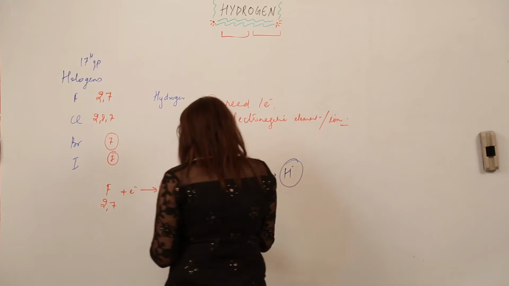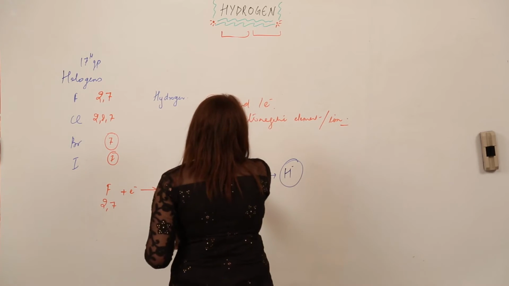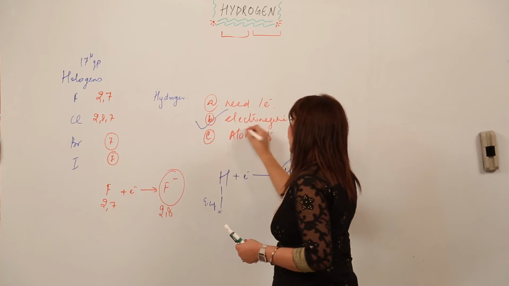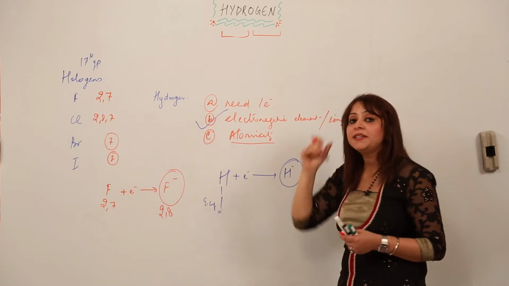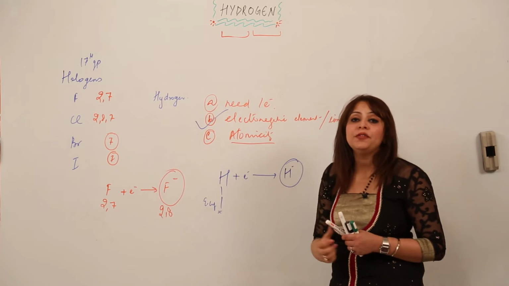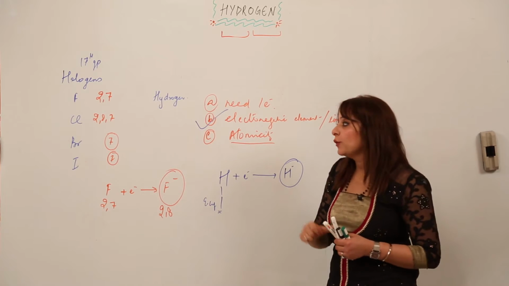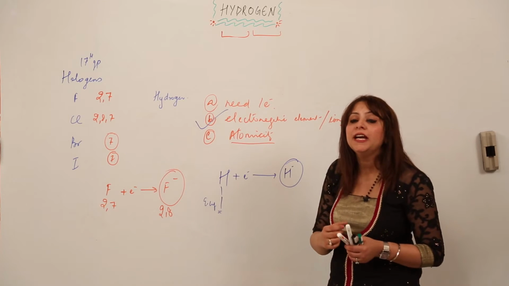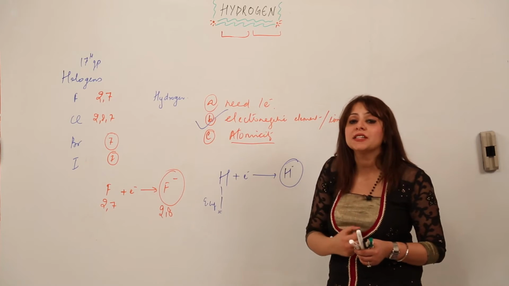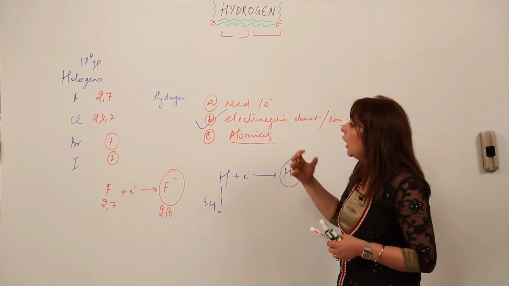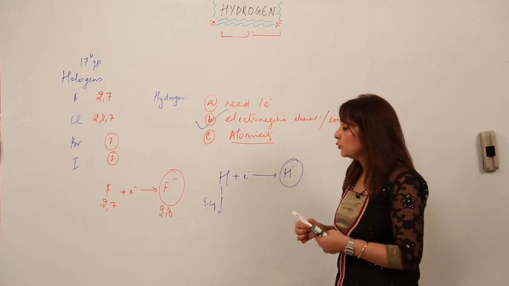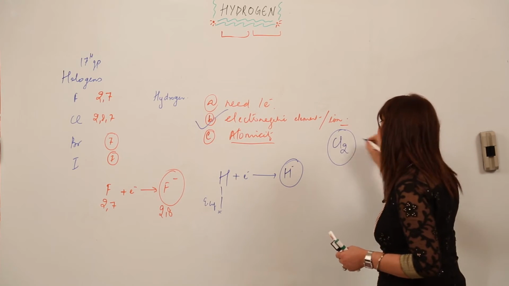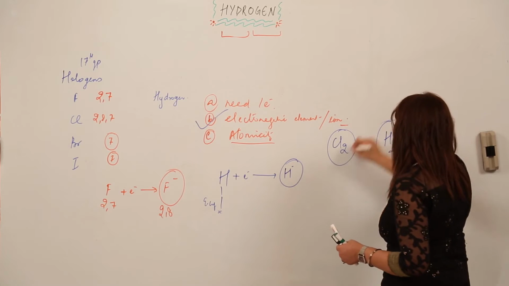The third property which is striking in my mind is their atomicity. Now, what is atomicity? Atomicity means the number of atoms present in a molecule. If we look at the molecules of the halogens, how they exist in nature at room temperature, and how hydrogen exists, we get to know that both exist as diatomic gases, like chlorine, fluorine, that is Cl2, and similarly hydrogen exists as H2.